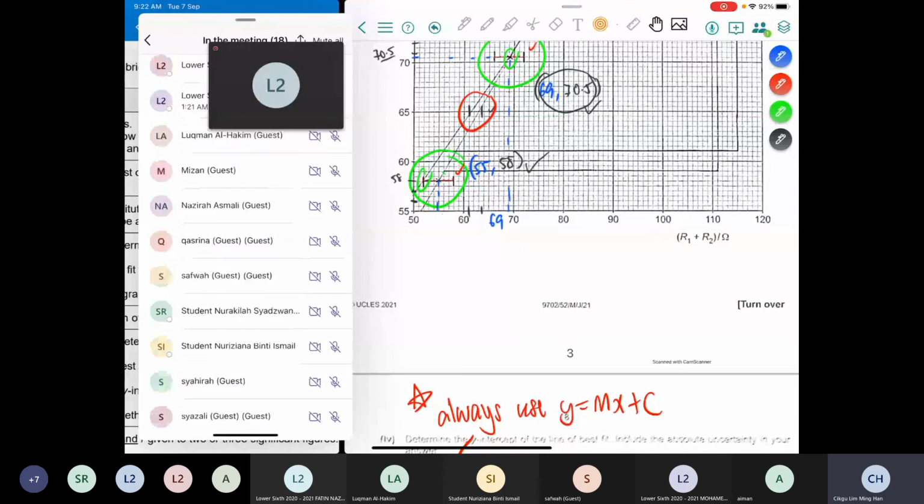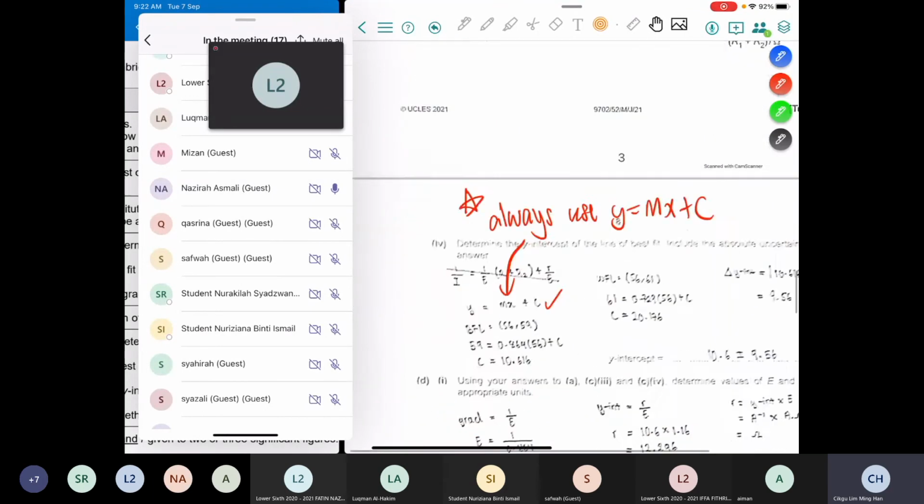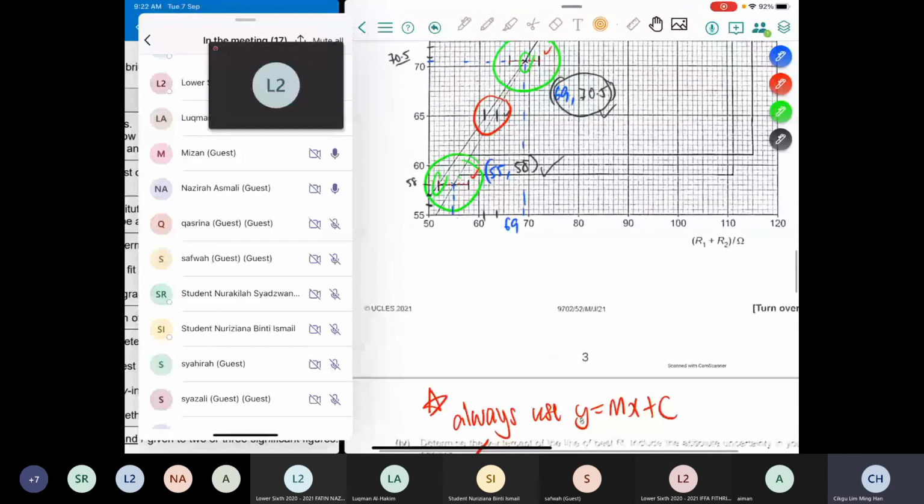Let's ask another one. Nazira? Hello Kasrina, welcome back. Nazira, what do you think? Why can you use this y-intercept here? The question asks you to determine the y-intercept, right? Then why must you use this one? Why not directly read it? This is very easy. The y-intercept is just here.